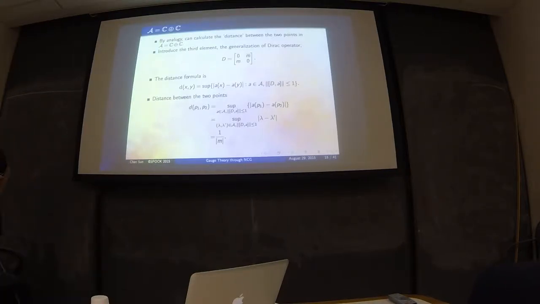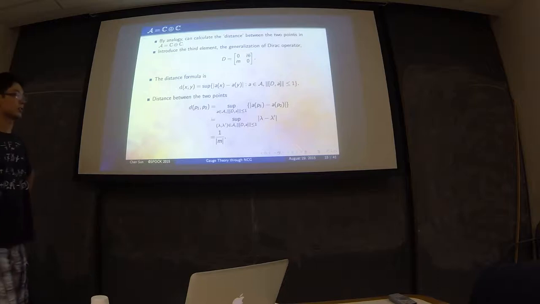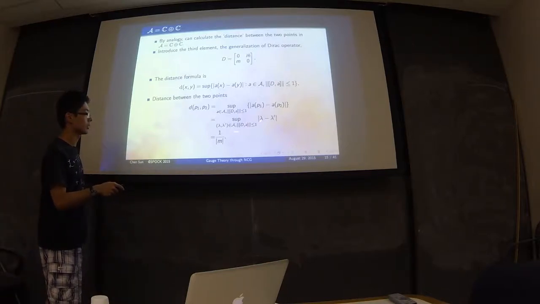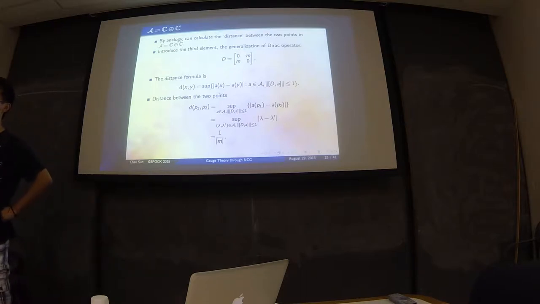Okay, all right, so let's look at this. By analogy, we have this algebra C plus C, and then we have this generalized Dirac operator. So this distance between x and y will become this distance between the two points. And here, you can take all the differences between the two complex values with the condition that this is less than or equal to 1.